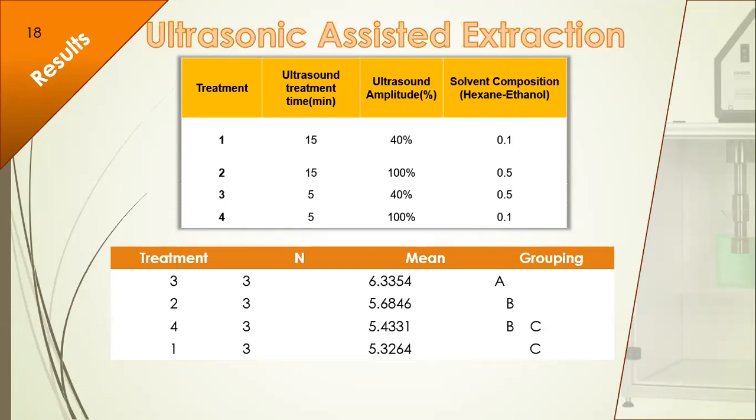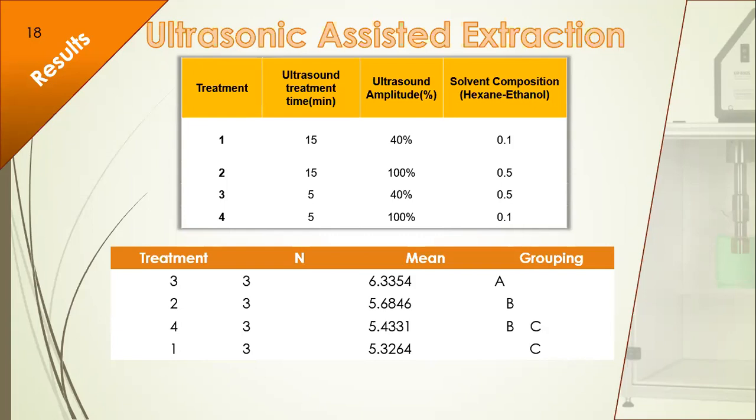And it goes the same for the ultrasound amplitude. This is the power of the probe. So the more energy you put into it, it's going to start tearing apart all the stuff inside the system. So this is why treatment number 3, which had the low level on the ultrasound and the high level on the hexane ethanol composition, was the best one.